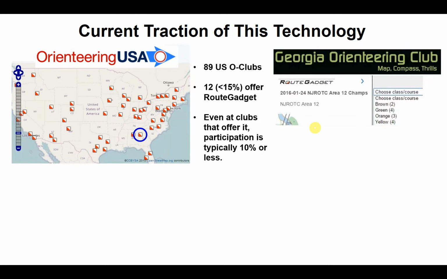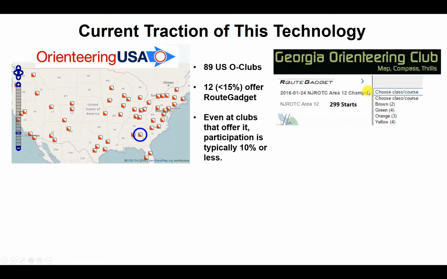Take the Georgia Orienteering Club as an example. This is one of our nearby clubs. Some of you have orienteered at some of their events, and I pulled this from their website. They use RouteGadget. They're one of the 12 clubs in the country that offers it, and this is data from their 2016 JROTC Championship event.